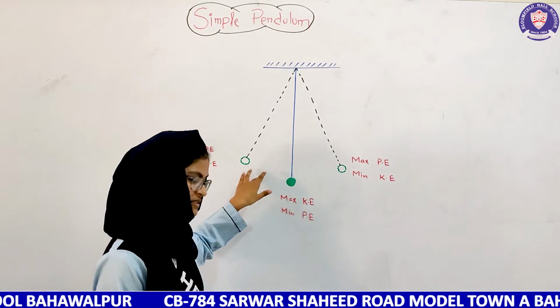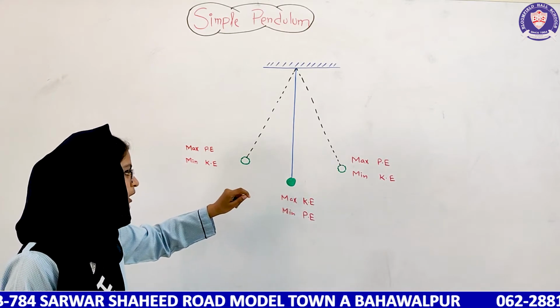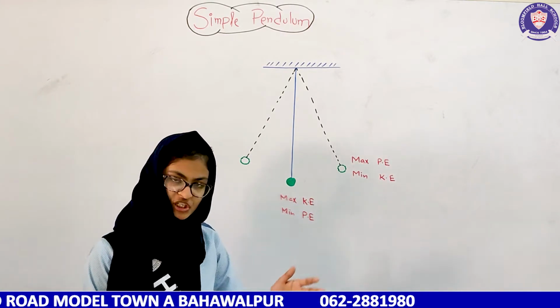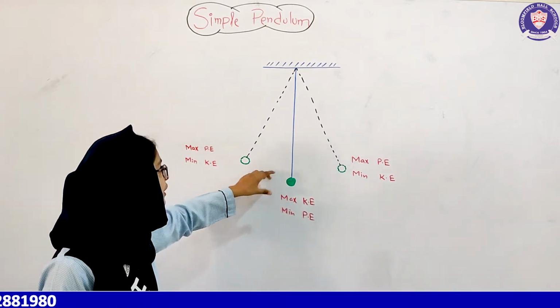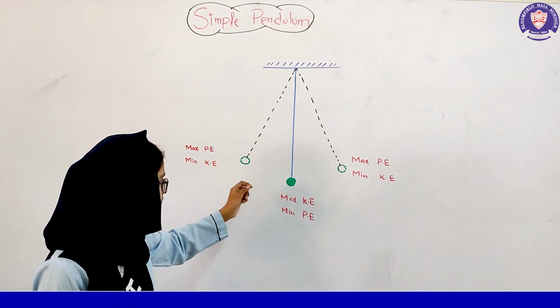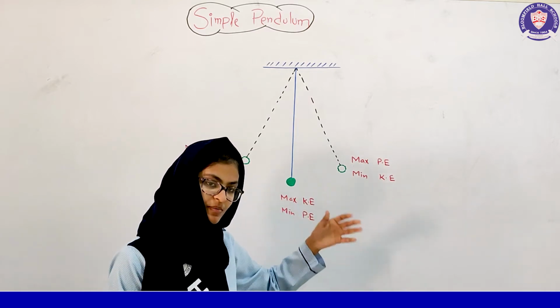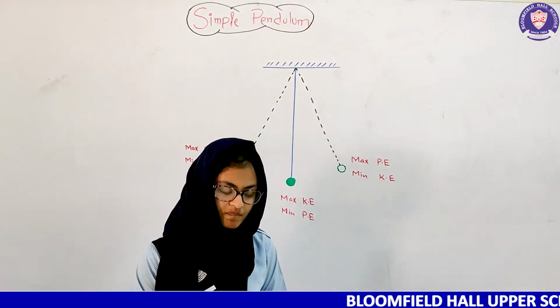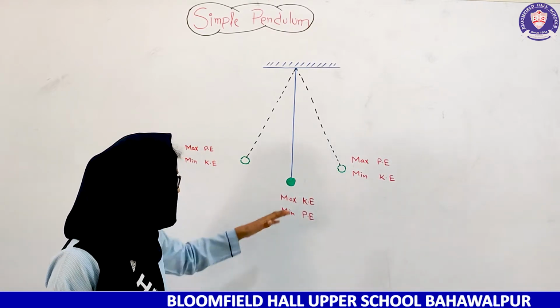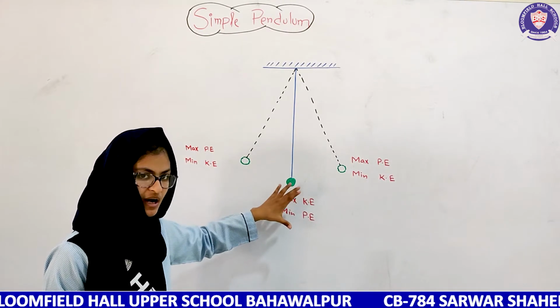These two points are the highest, and at these points the potential energy is maximum and the kinetic energy is minimum. But over here, when the pendulum is straight, the kinetic energy will be maximum and the potential energy will be minimum. The reason potential energy is minimum instead of 0 is because the bob of the pendulum still has some height from the ground.